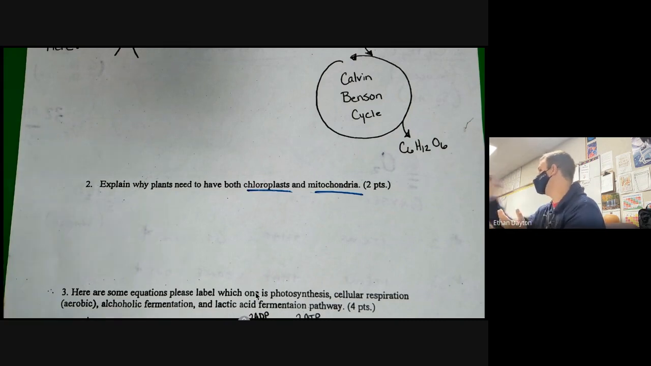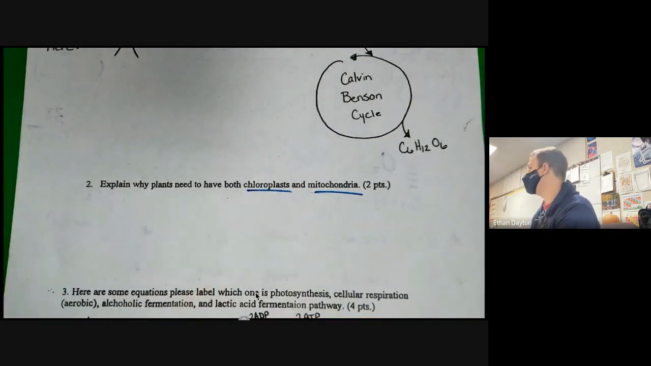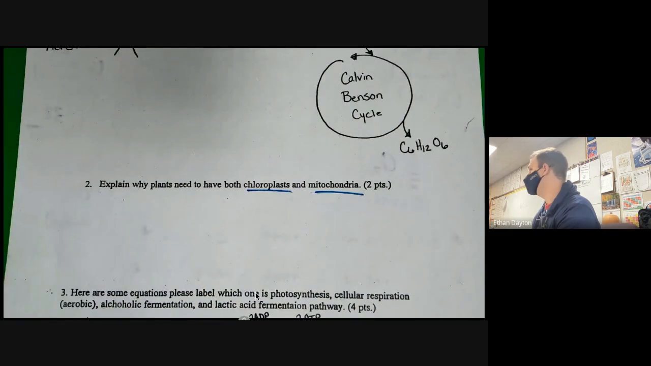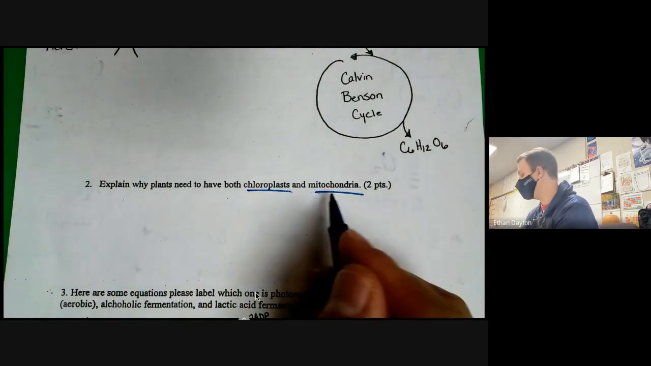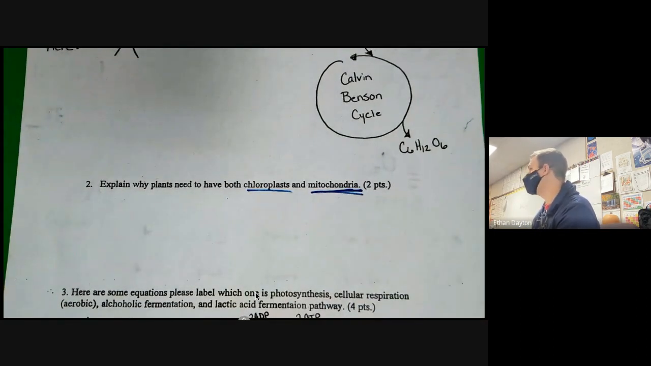So which one was it? Bella nailed it. Okay, Bella said it. And if you didn't hear Bella, she said the chloroplasts need to make the sugar, or the glucose, or the food, however you want to word it. And the mitochondria take that food, break it down, and convert it into energy.